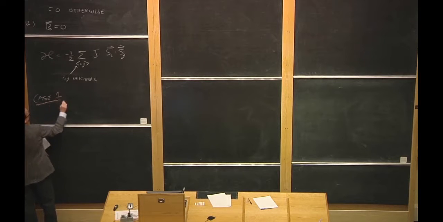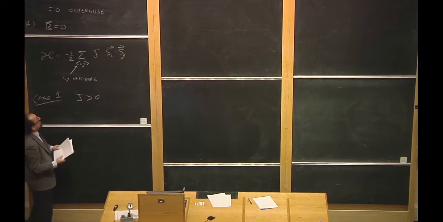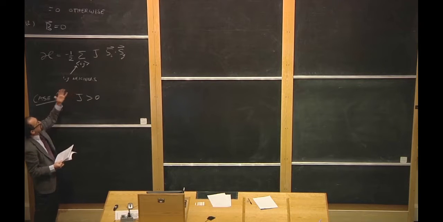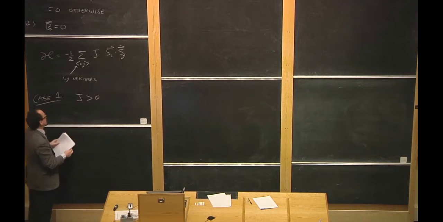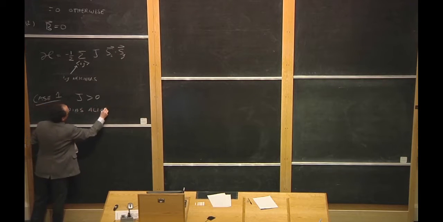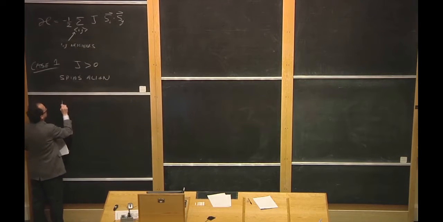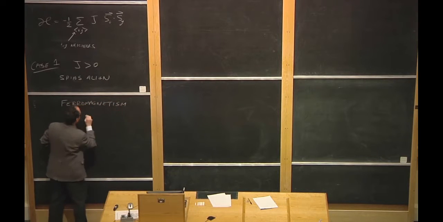Case one is that J is greater than 0, in which case, in order to make the energy of that Hamiltonian as small as possible, the two spins on adjacent sites will try to align with each other. So spins align. And when the spins align, what you get is ferromagnetism. Magnetization, which is not equal to 0.